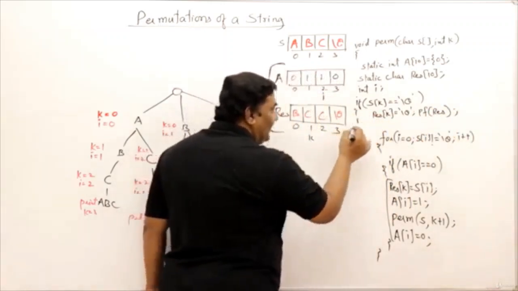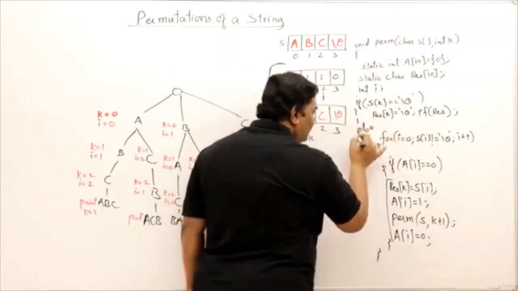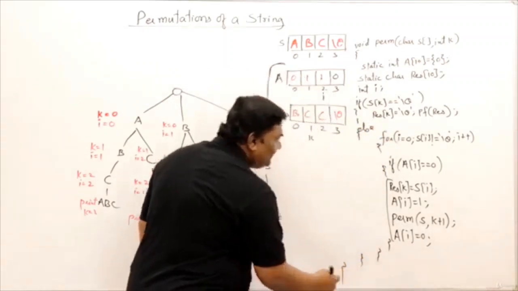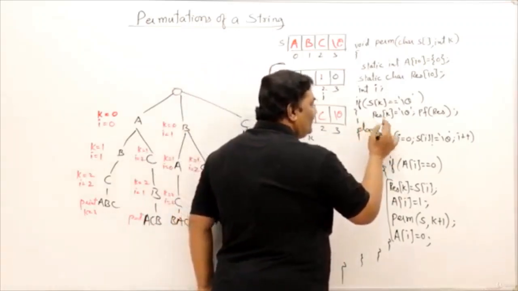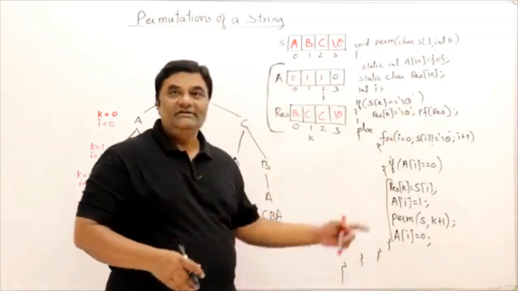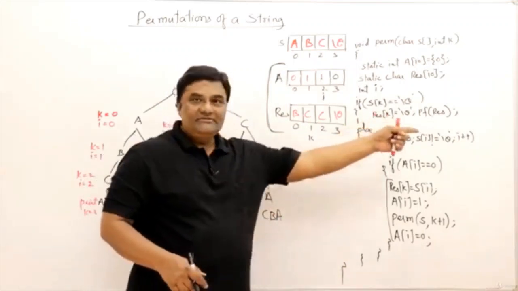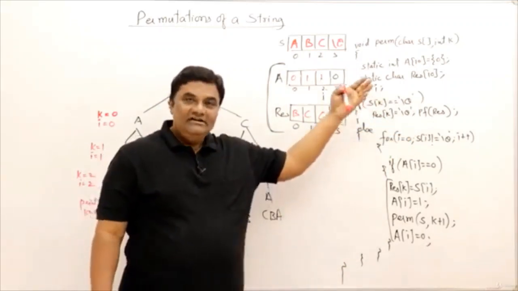So this I have to do if it is null. Otherwise, if it is not null, then this whole thing should be done. So all this procedure is in the else part. When we have not reached null, then do all this. If it has reached null, then print it. That I have written in the beginning.